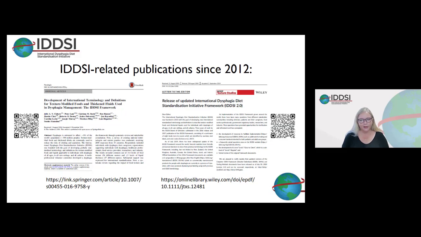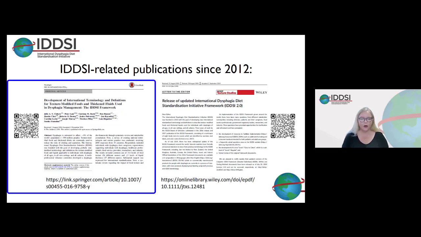On this next slide, you can see probably the two most important publications that have come out of IDDSI since its inception. On the left, you see the first release of the IDDSI framework, meaning the terminology, the testing methods, and the definitions. This came out electronically in 2016 and officially in early 2017.